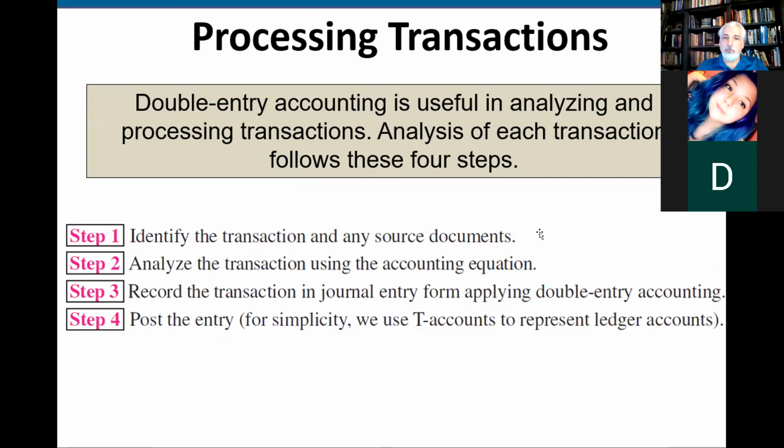So process transactions, we've kind of been through that. We're going to go through a whole bunch of transactions and reinforce the debits and credits concepts. So what are we doing?